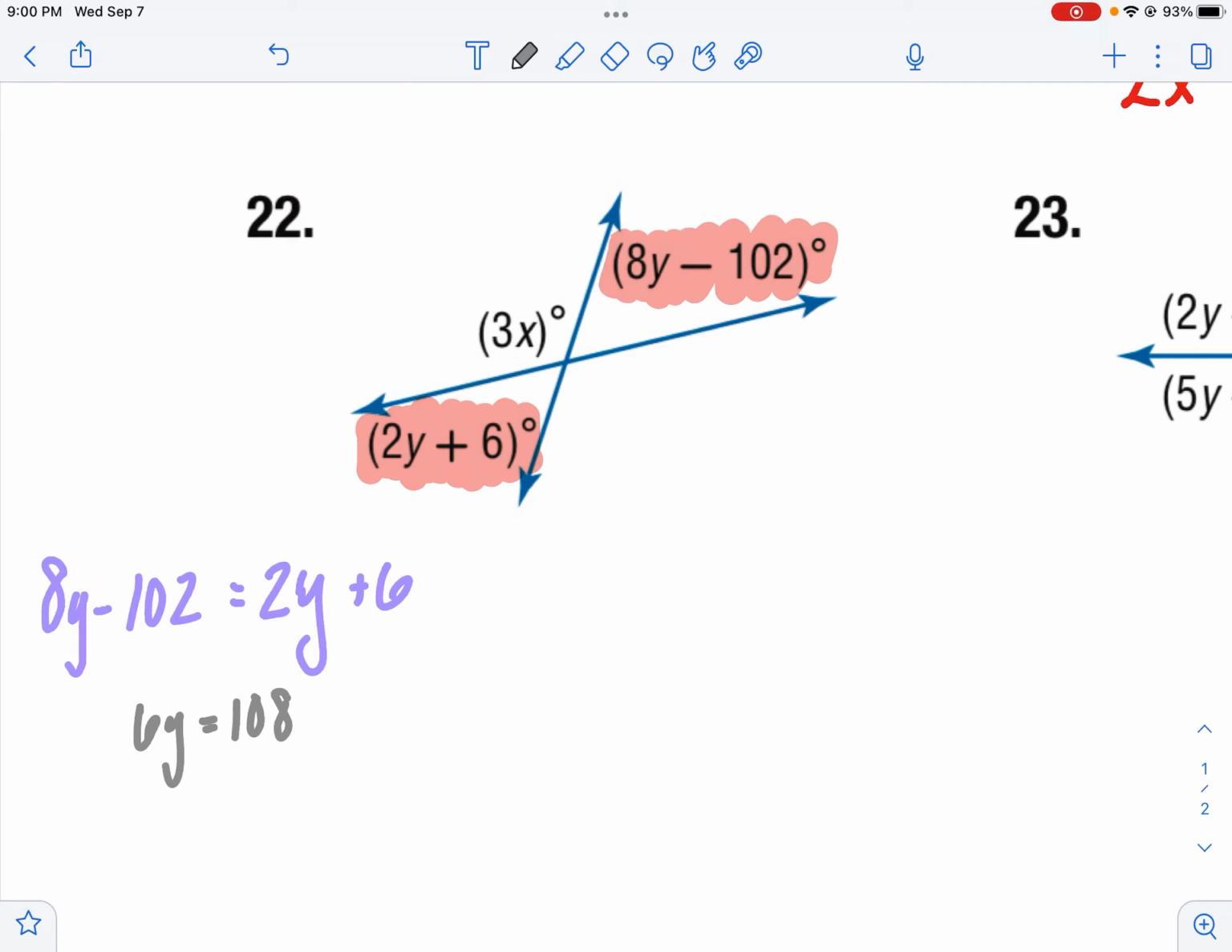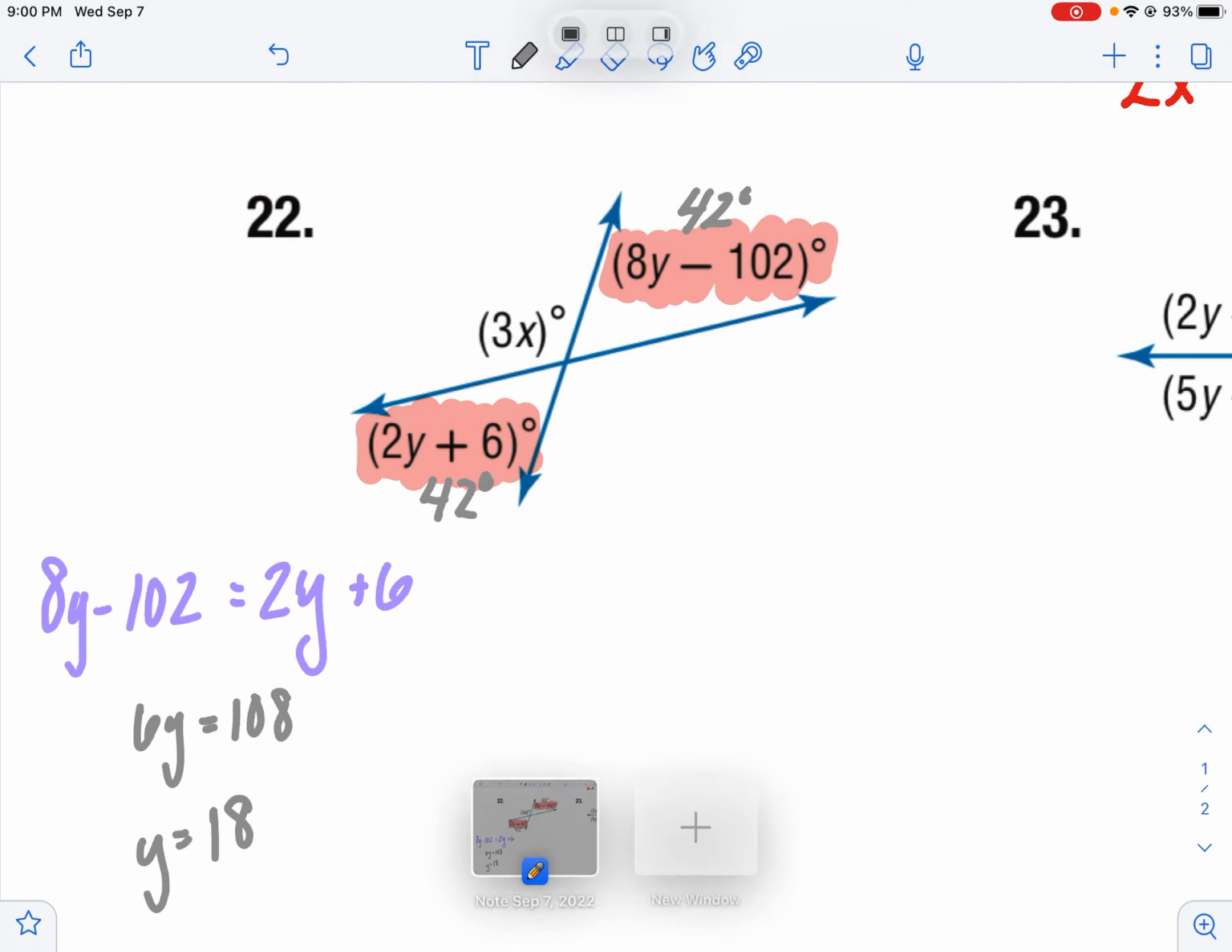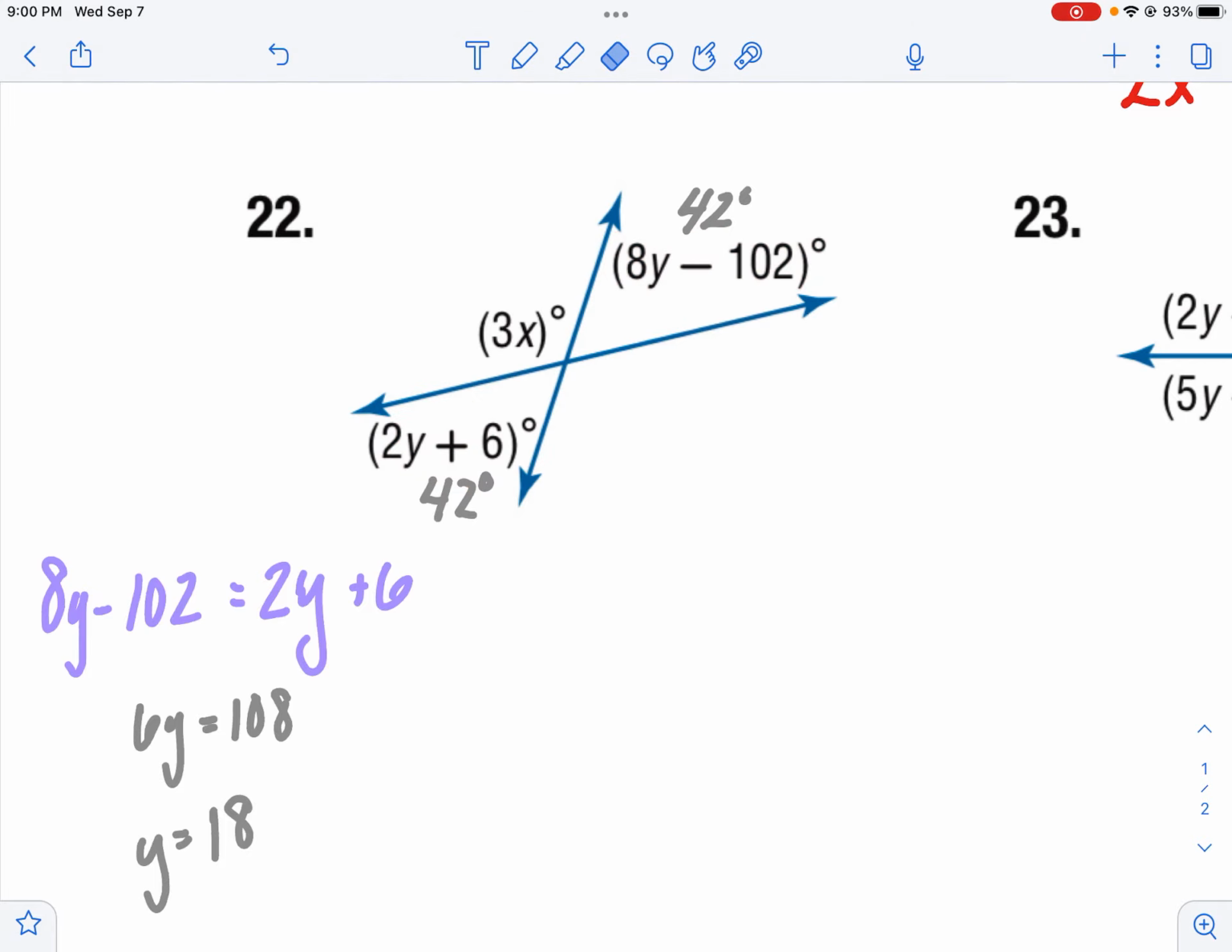So it should be 60 plus 48, or 10 plus 8 is 18. So y should be 18. All right, so y is 18. Which means I get 42 degrees and 42 degrees. But I still have this other variable to solve for.